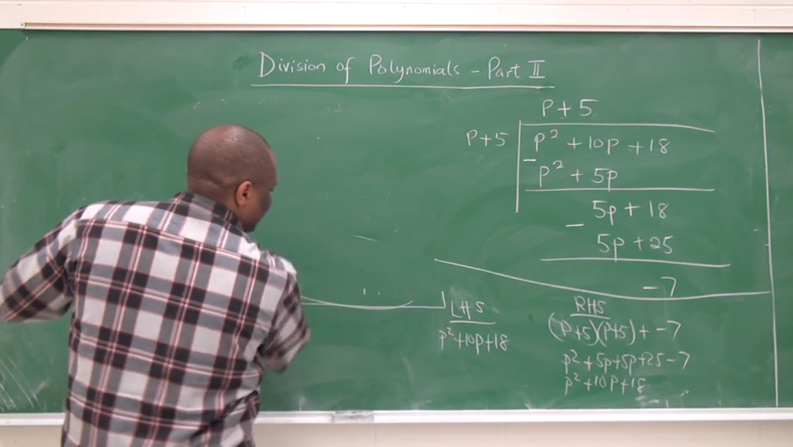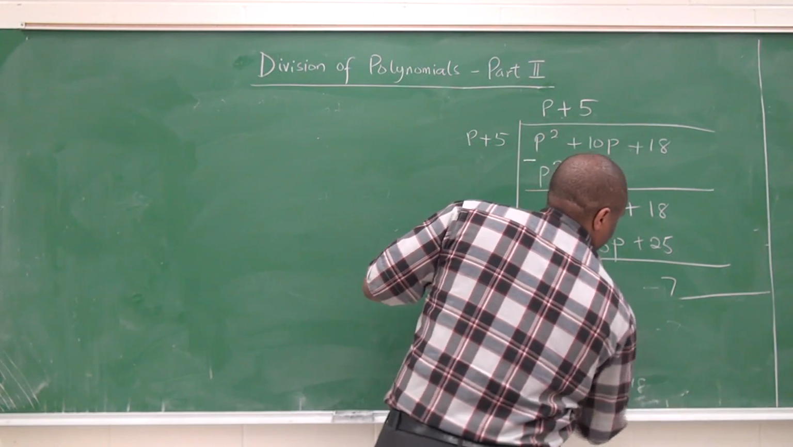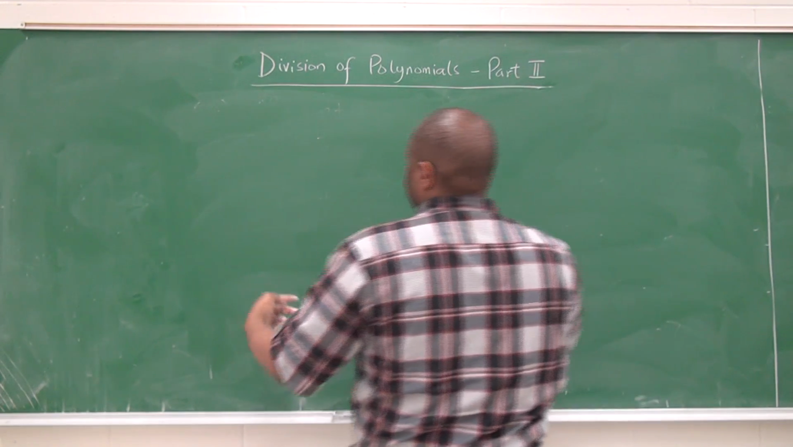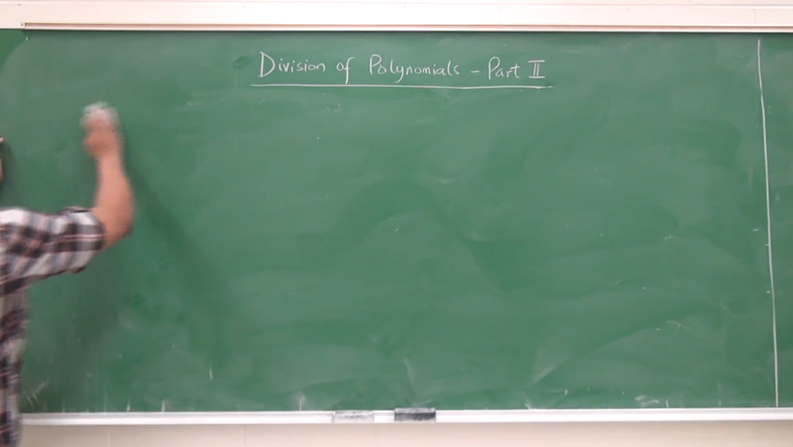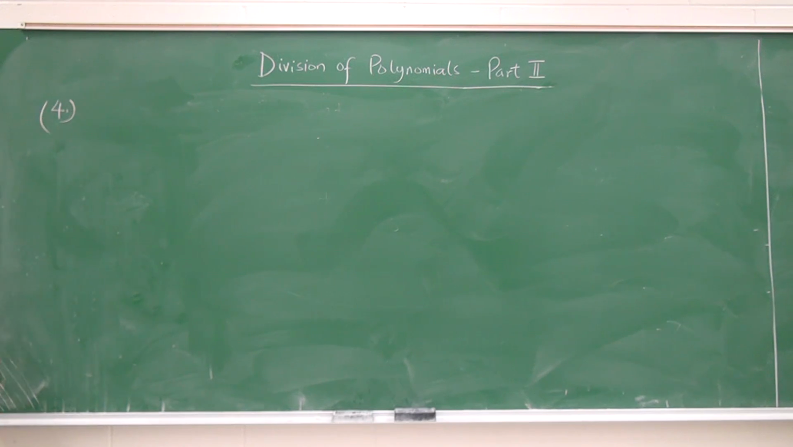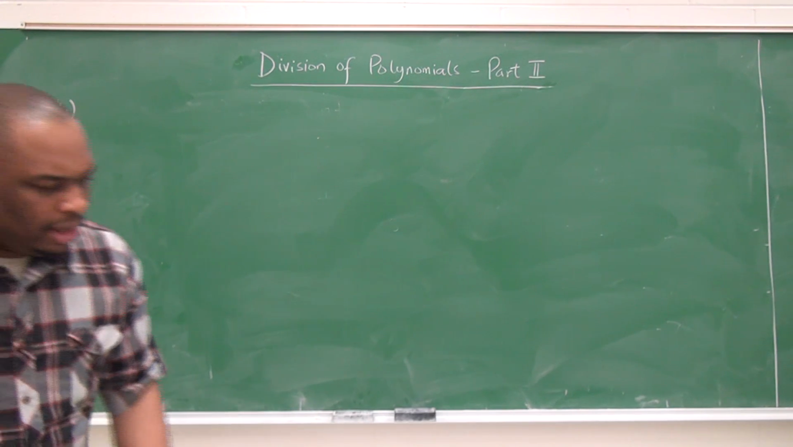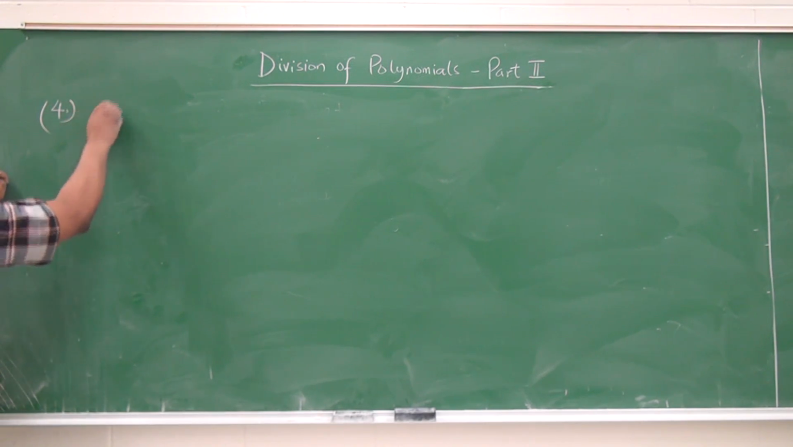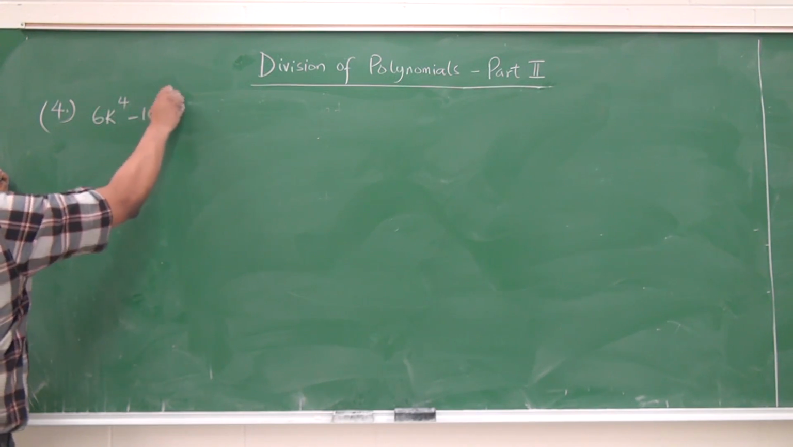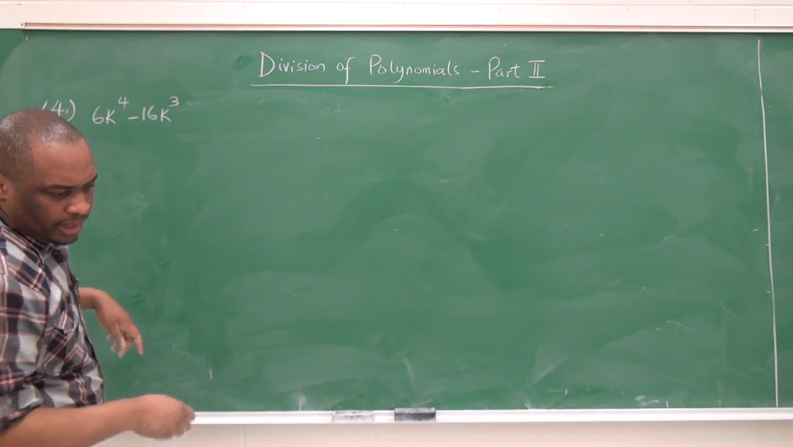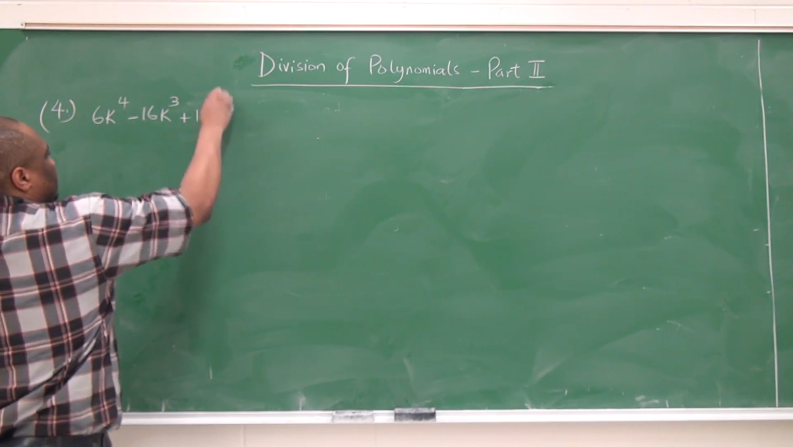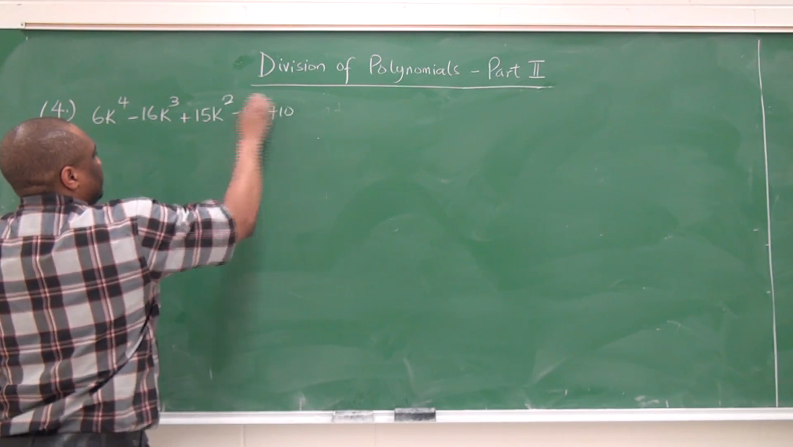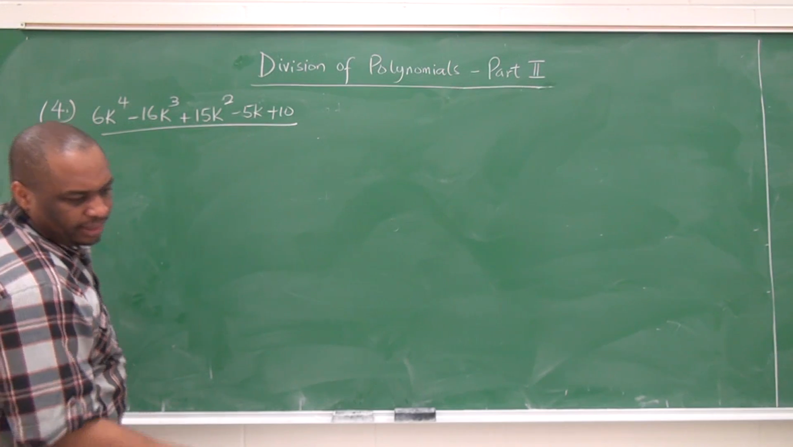Okay, we are moving on. We still got some more problems to go. I'm just trying to make sure I solve all the varieties that you might see. Let me shift here. Number 4: 6k^4 minus 16k cubed plus 15k squared minus 5k plus 10, all over 3k plus 1.